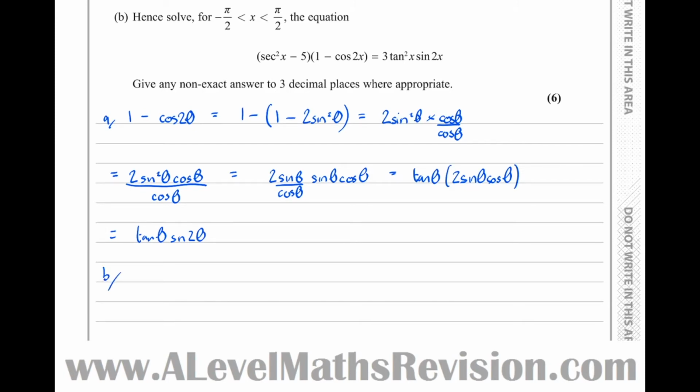So part B, it says hence solve for those limits there, minus pi over 2 to pi over 2, this equation here. So sec squared x minus 5, 1 minus cos 2x equals 3 tan squared x sine 2x.